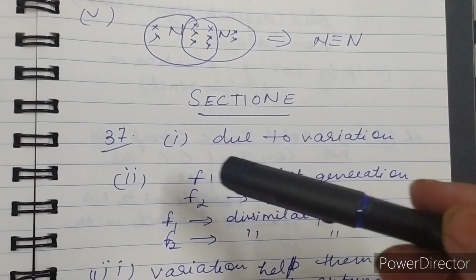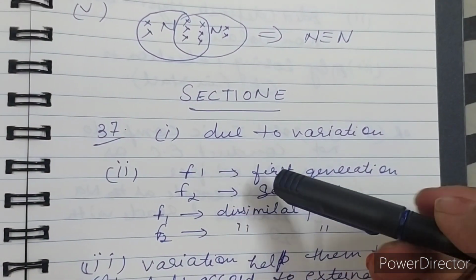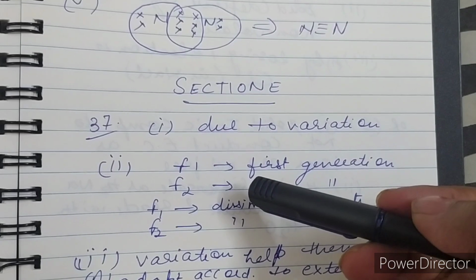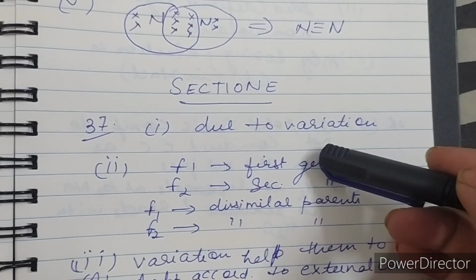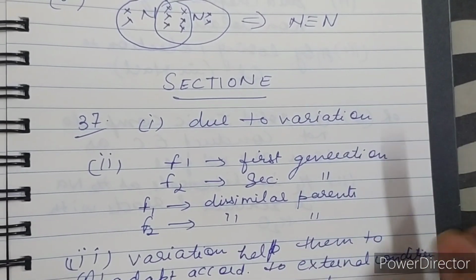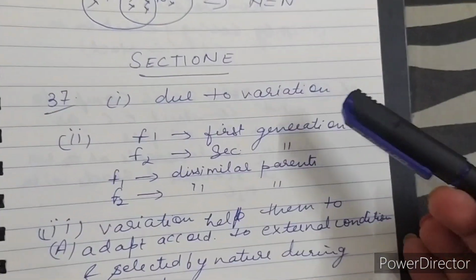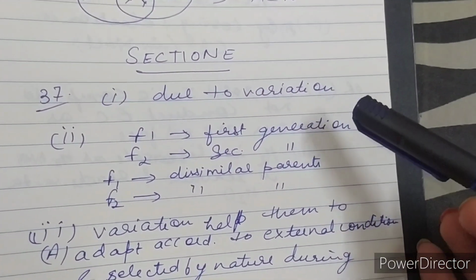Next section is section E, question number 37, in which they have asked you in question number 1 why there is a difference in the character of the progeny, even though they are developed from the same parent, but there is a difference from the parents in the progeny in the characters. That is due to variation. New genetic combination results in variation.